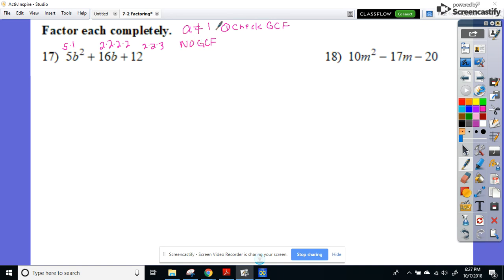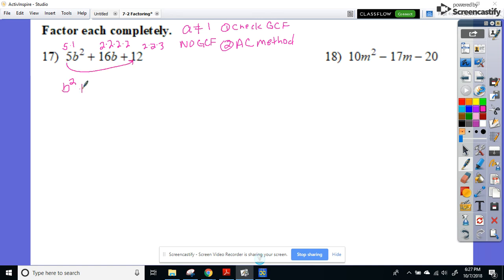So that means we're going to have to do what we call the AC method. The AC method means that we're going to temporarily change this trinomial that does have a leading coefficient into one that doesn't have a leading coefficient. We call this the AC method because we're going to multiply A times C. So we're going to multiply 5 times 12.